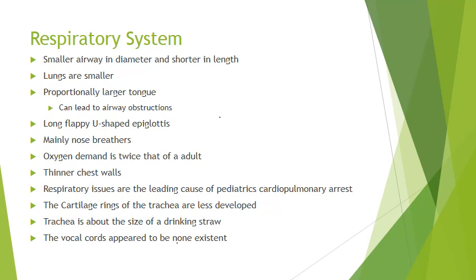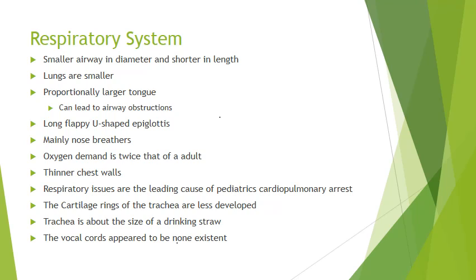were a baby? Alright, so the respiratory system, you have a smaller airway in diameter and shorter in length. Lungs are smaller. You have a proportionally larger tongue. This can lead to airway obstruction. You have a long, flappy U-shaped epiglottis. When you're younger, you're a nose breather. You have an oxygen demand that is twice that of an adult. You have thinner chest walls.